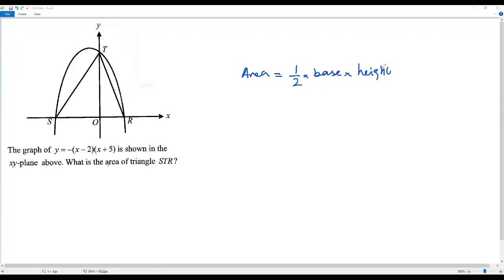So if I want to find the area of the triangle STR, I must know its base and height. So the base is given by SR. This length, SR, gives the base of the triangle, and OT gives the height of the triangle. So once I know the length of SR and the length of OT, I can multiply them, that is base and height, and multiply the result by 1/2 to get the area of the triangle STR. Okay, how do I find the length of SR and the length of OT?